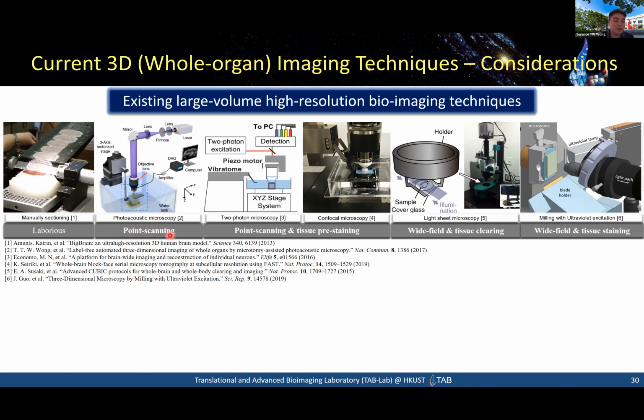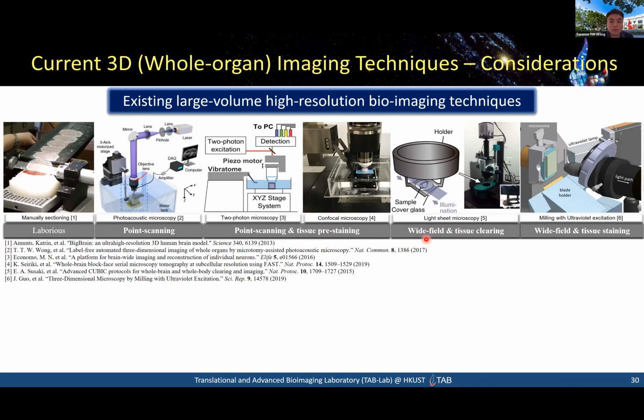So point scanning mechanisms are good, but they're just not fast enough for handling very large tissues. And there are many more, like two-photon microscopy, confocal microscopy, faster lasers, but still point scanning, and not to mention they generally require tissue pre-staining, so making the whole process not very fast. And we could also have wide field methods like light sheet microscopy and some sort of tissue clearing. It is indeed a very hot field now.